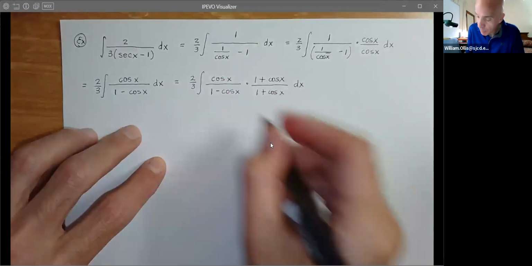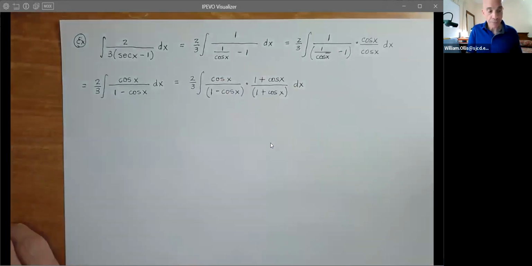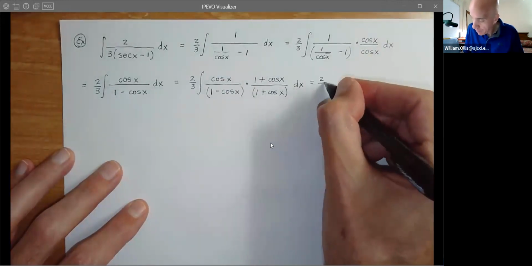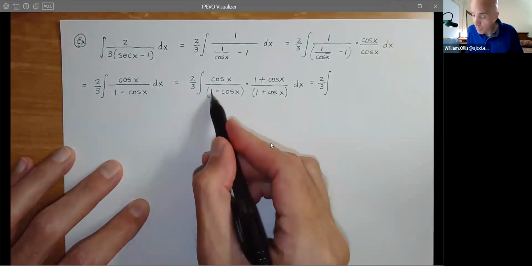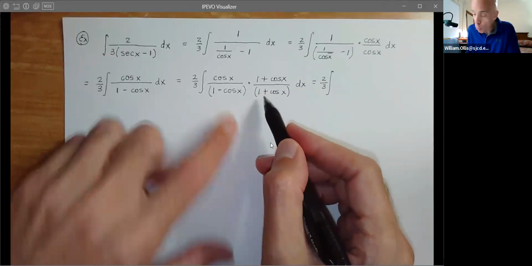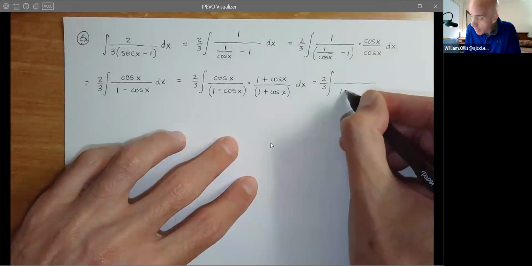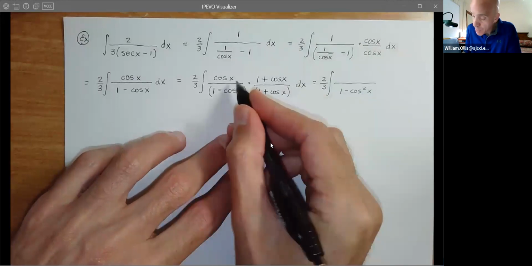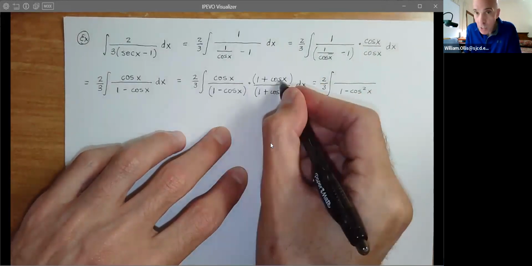So again, the conjugate method, and just notice downstairs, we have a difference of 2 squares. So now, again, we have the 1 minus the cosine squared, the outer and the inner absorbing. So this gives us 1 minus cosine squared. And then upstairs, we get, again, distributive law, we get cosine plus cosine squared.